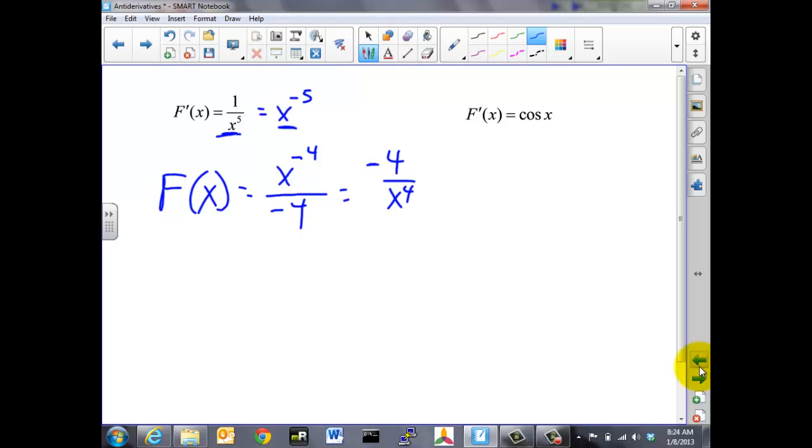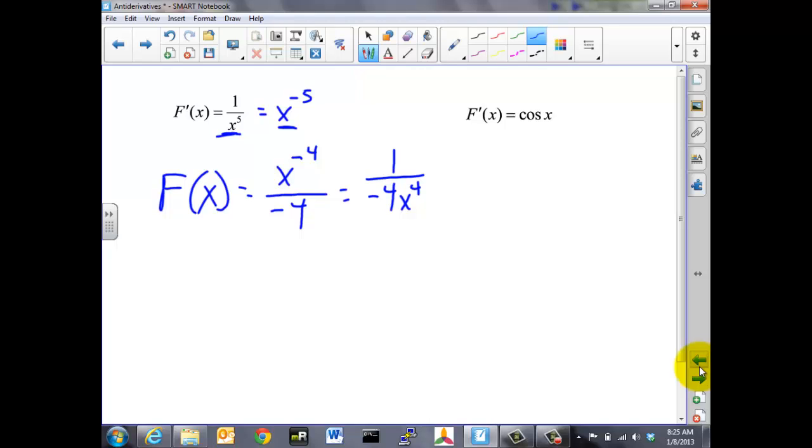But why would the 4 be on top? Wouldn't it just be negative 1 over x to the 4th? Ooh, you're right. I can't move that 4 up there, can I? Negative 1 over x to the 4th. 1 over negative 4x to the 4th. And the negative sign has to be somewhere there, okay? Because I can't take the 4 up there.